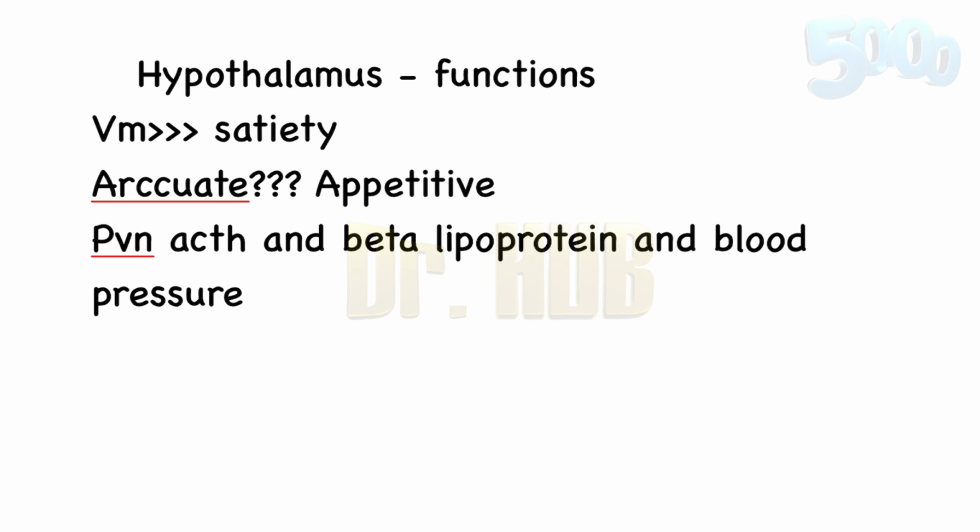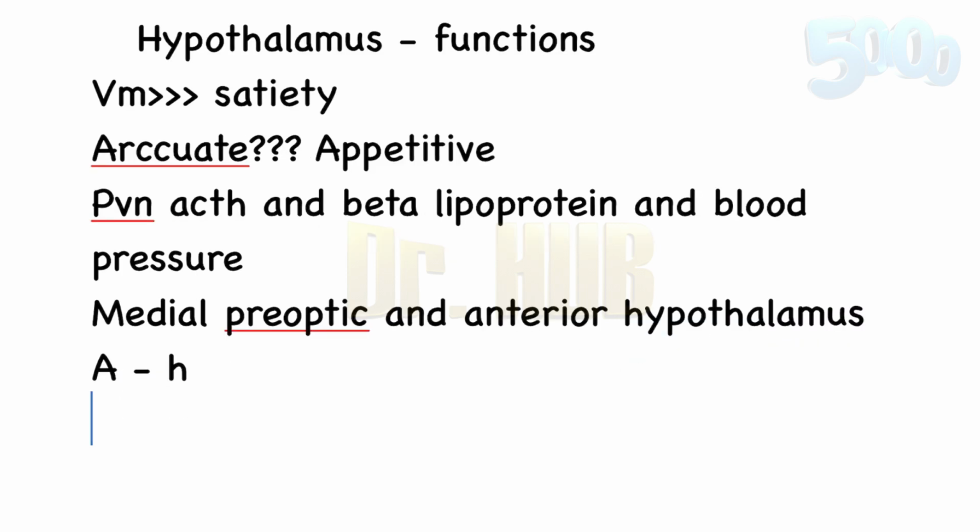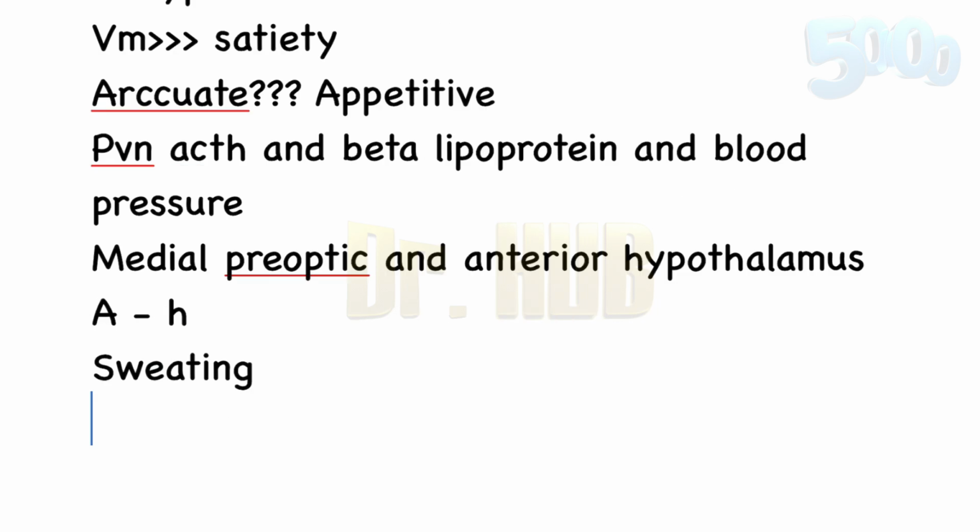Next we move on to the medial preoptic and the anterior hypothalamus. So here the body temperature regulation takes place. The anterior responds to heat, and posterior responds to the cold. A is for H, that is anterior is for the hot. Next there is also the presence of the sweating.